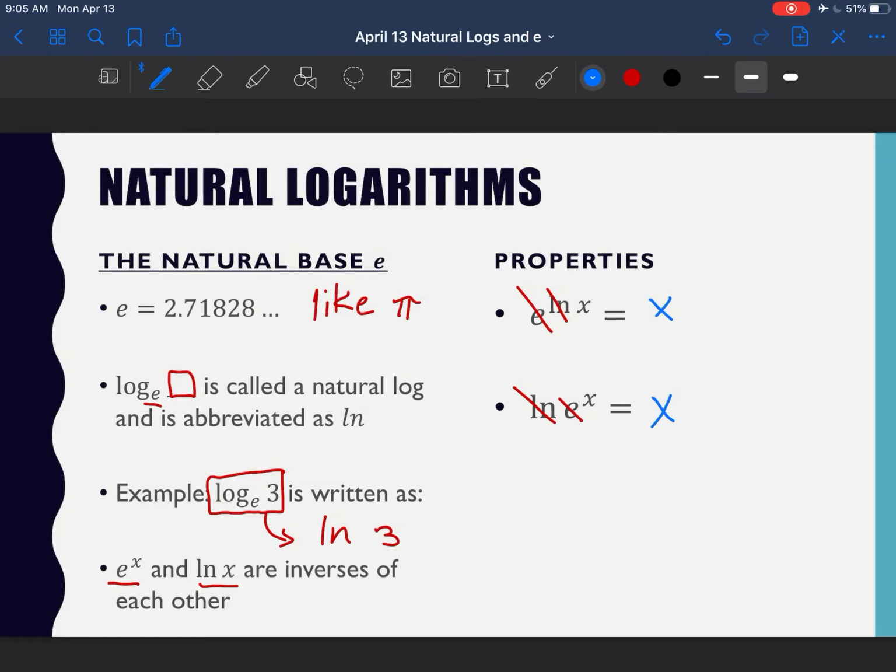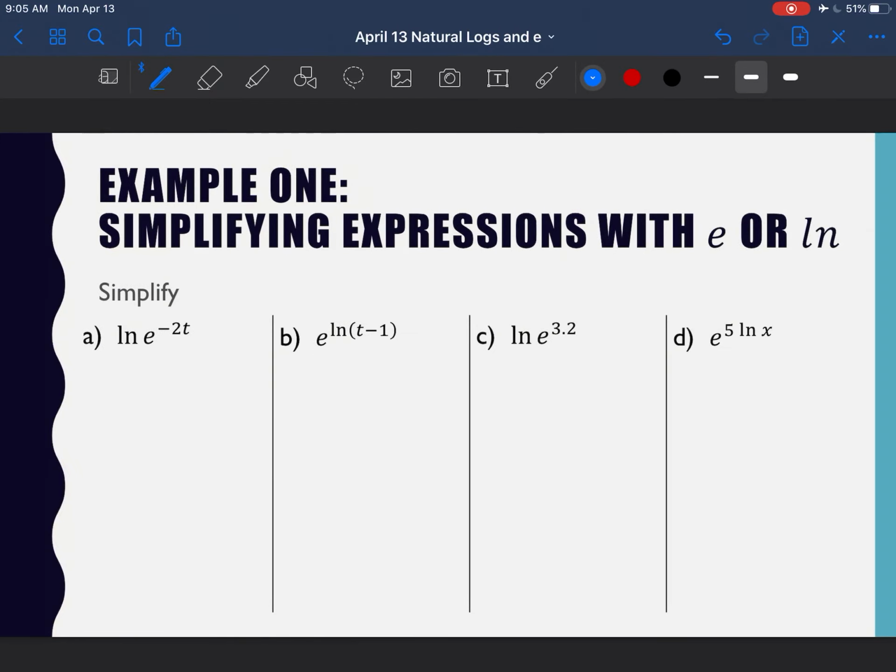So we're going to use those properties in order to simplify and also to solve. First example is going to be simplifying expressions. Now there's 4 examples, but these will go really quick. Again, these are just simplifying. There's no equation to solve since there's no equal sign. All you need to know is that whenever you have ln and e directly next to each other, they cancel each other out since they're inverses, opposites. So in the first one, ln and e are next to each other, so your answer is just negative 2t.